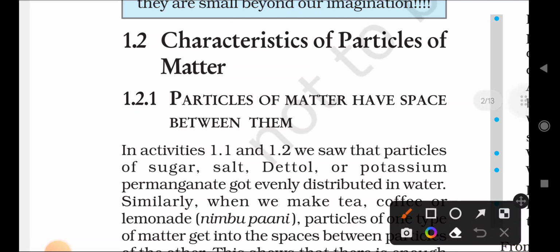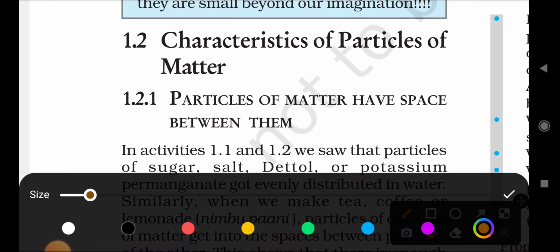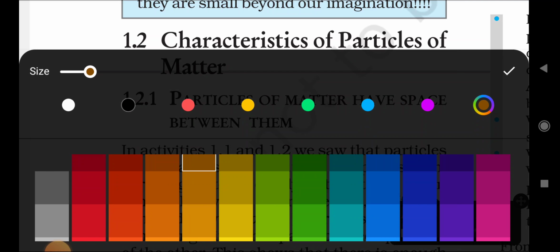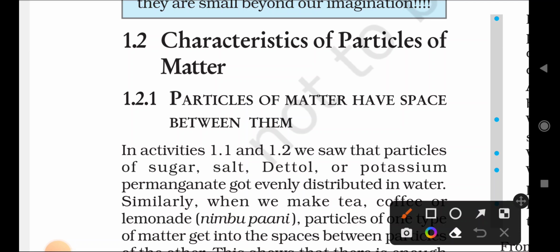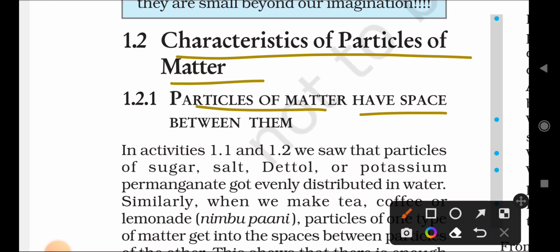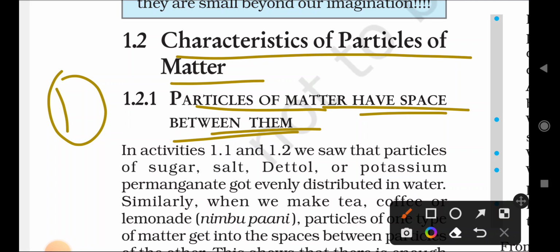Next, again a very important topic comes here: characteristics of particles. In your exam they will definitely ask, write the properties of matter, or write the characteristics of particles of matter. Particles of matter have space between them. What is the first point? Particles have space between them. What does that mean?